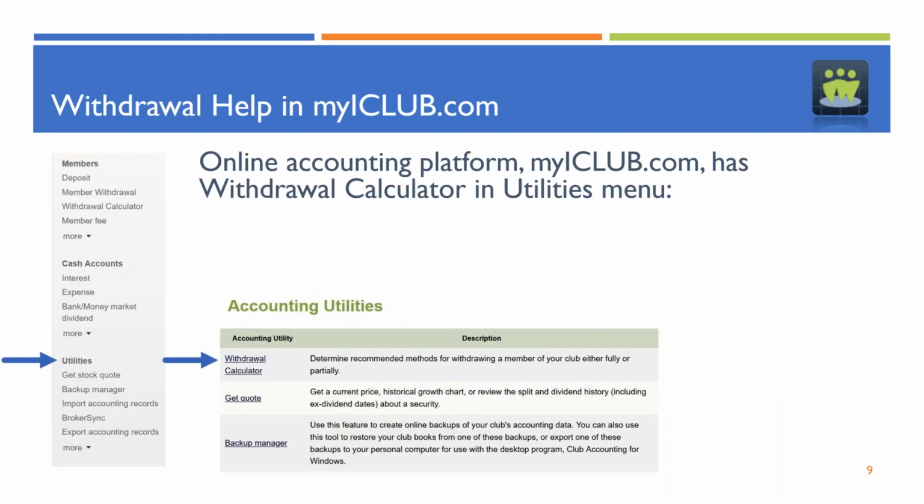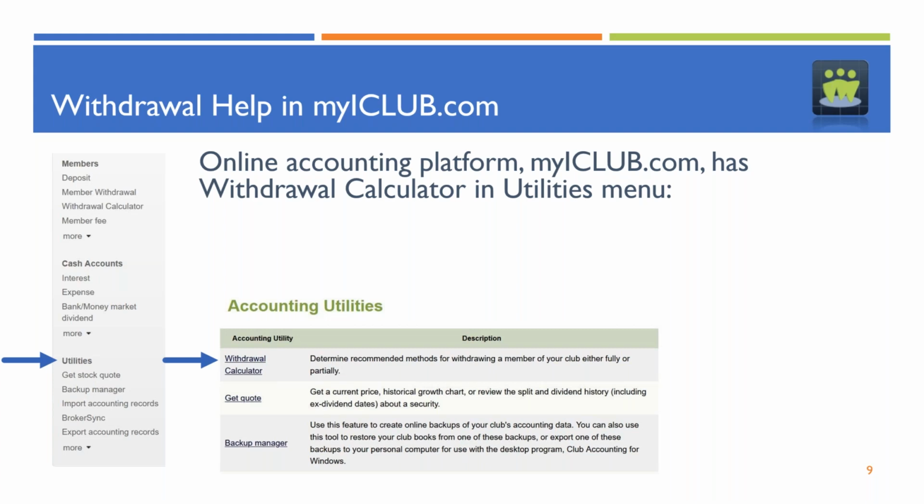So my iClub does have help in it for helping you determine the best way to fund a withdrawal. And there are two ways. This first way, you click utilities and you'll get the utilities menu and you'll see withdrawal calculator in the main page. This link to the withdrawal calculator is available to all members.